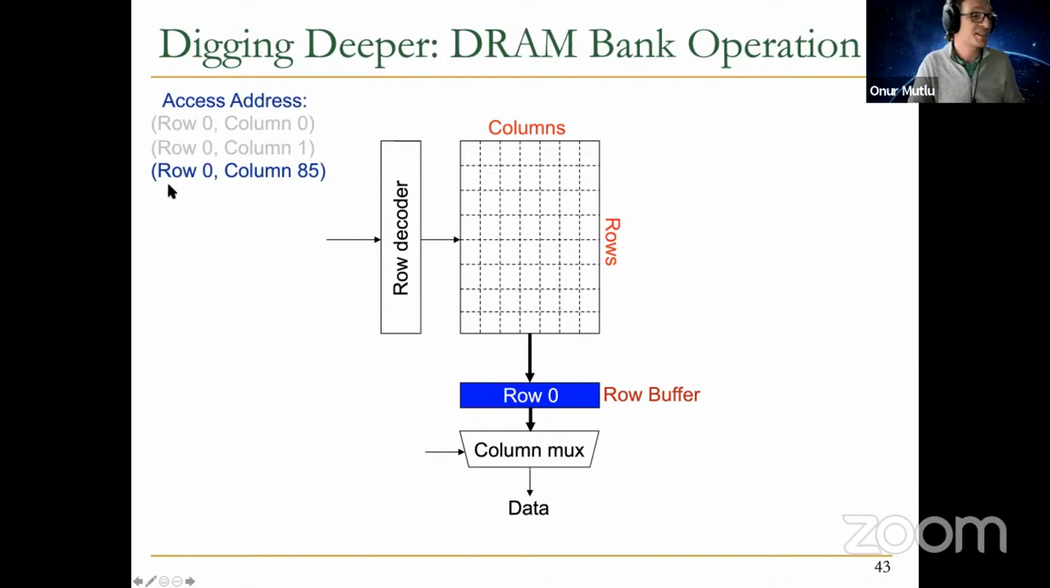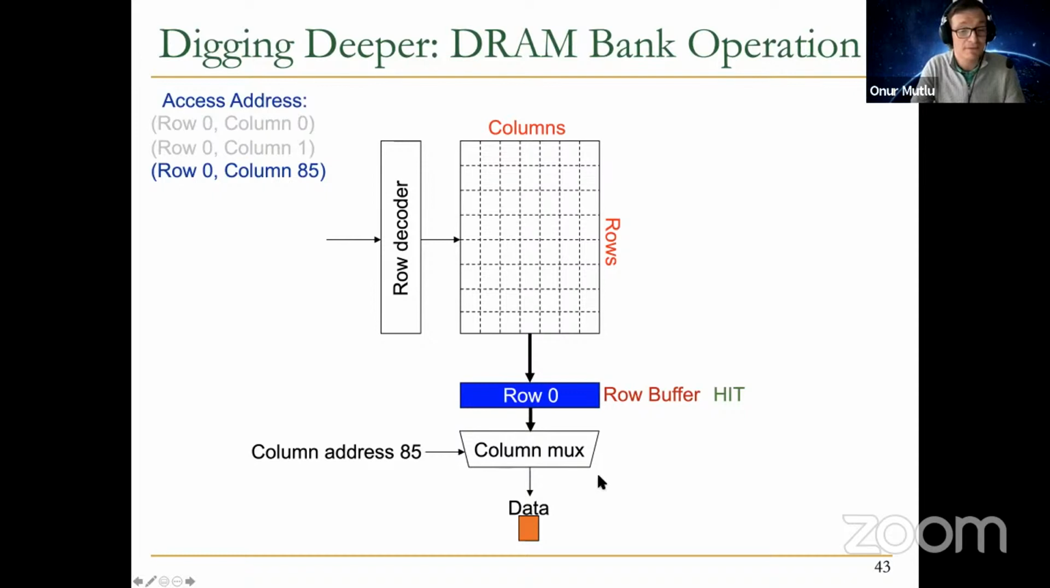Let's say MATLAB wants to access row 0, column 85. Again, row 0 is already in the row buffer. No problem. We don't need to activate a new row. It's a row buffer hit, and we just need to send the column address, and the data gets multiplexed out by the DRAM chip and sent to the memory controller.